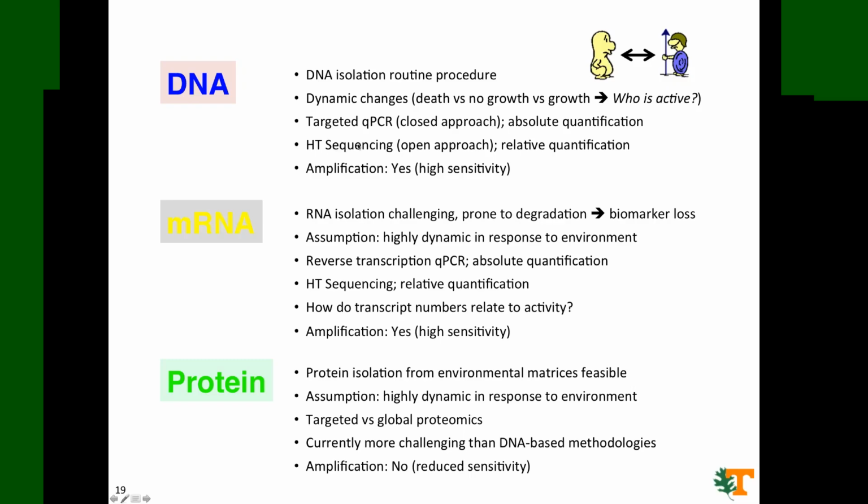You can also apply metagenomics, high throughput sequencing approaches. And I'll talk more about this next week. They don't give you absolute quantitative information, but relative quantification is possible. And this is an open approach. Maybe not so important for practice, but for research very important, because here we can detect new biomarkers, right? Because we see everything. We don't limit our analysis to genes we already know about. That's why we call it an open approach.